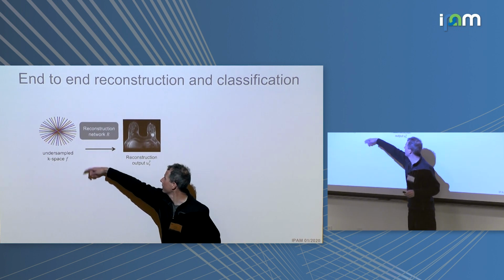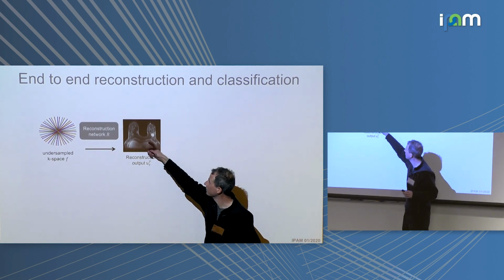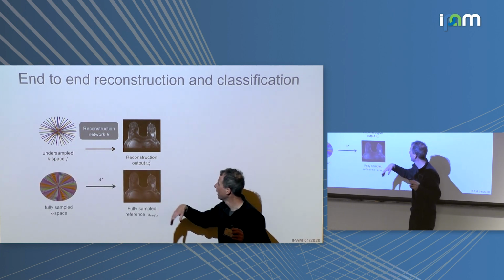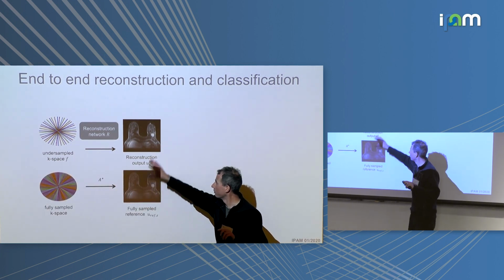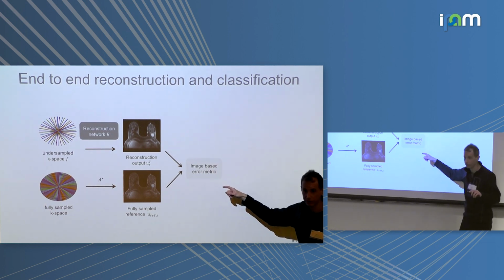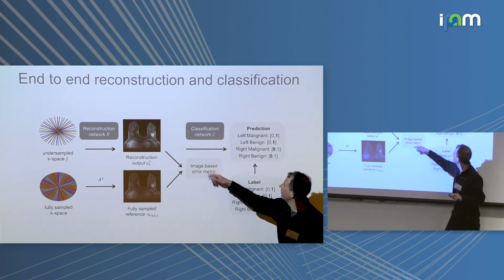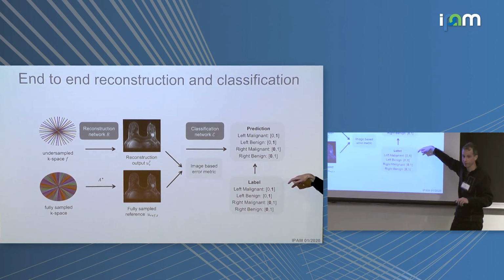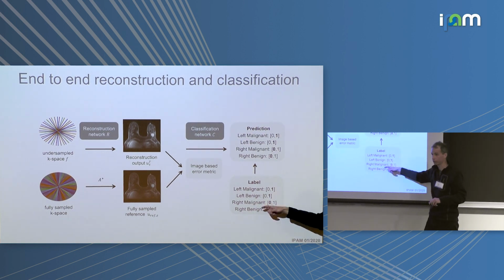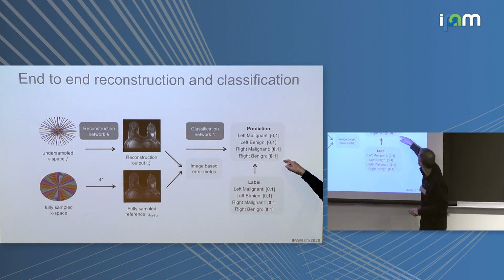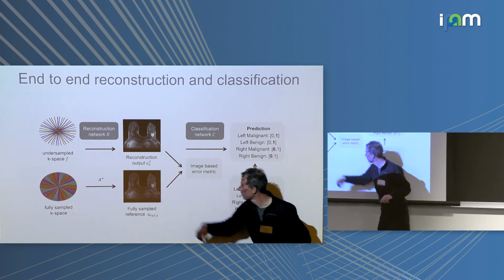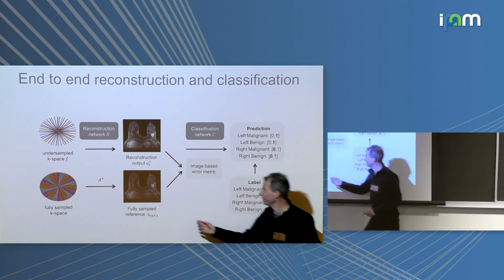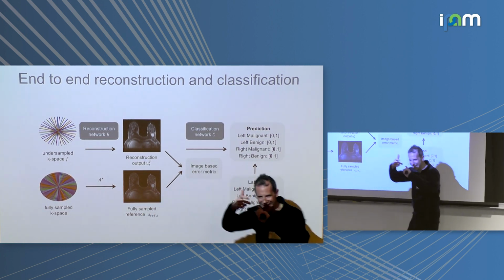I take my undersampled k-space data, I put it through my reconstruction network, I get this image. It may be good looking, bad looking. I have my reference or whatever I use. I calculate my image-based error metric, just the way you saw it before. But then I put this through a classification network that gives me exactly the clinical question that I want to answer. And I have my ground truth labels from biopsy. And for example, this one has both a malignant and a benign lesion in the left breast here. Radiologists always look at images from below, so that's why.